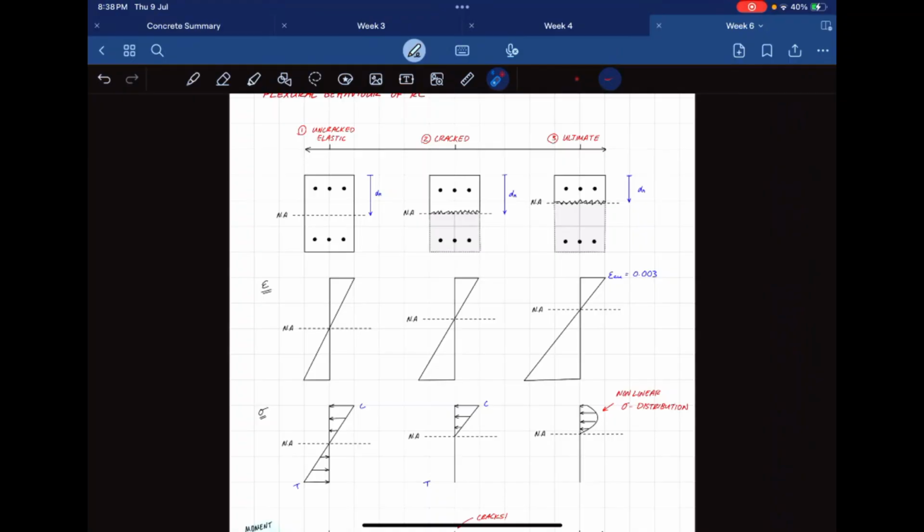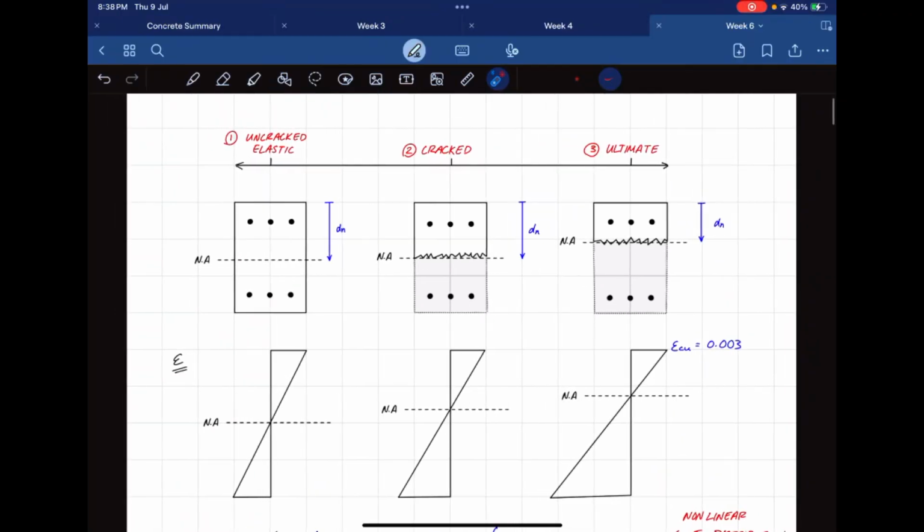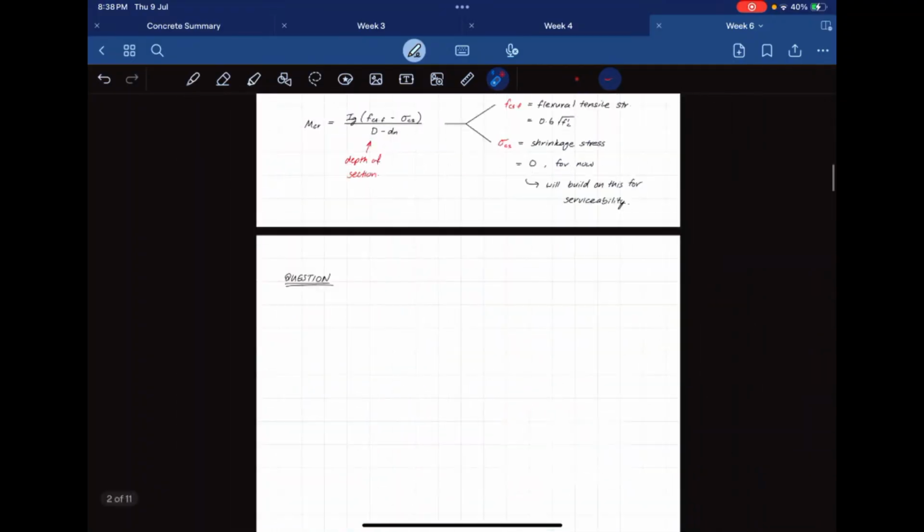The second stage is when it does get cracked. We call it cracked, and the third stage is ultimate. So whenever we do a design for a concrete section or a concrete beam, we use the ultimate stage to do our designs, because it's the worst case scenario, at its weakest point. And all the calculations are something that I'll go through later on.